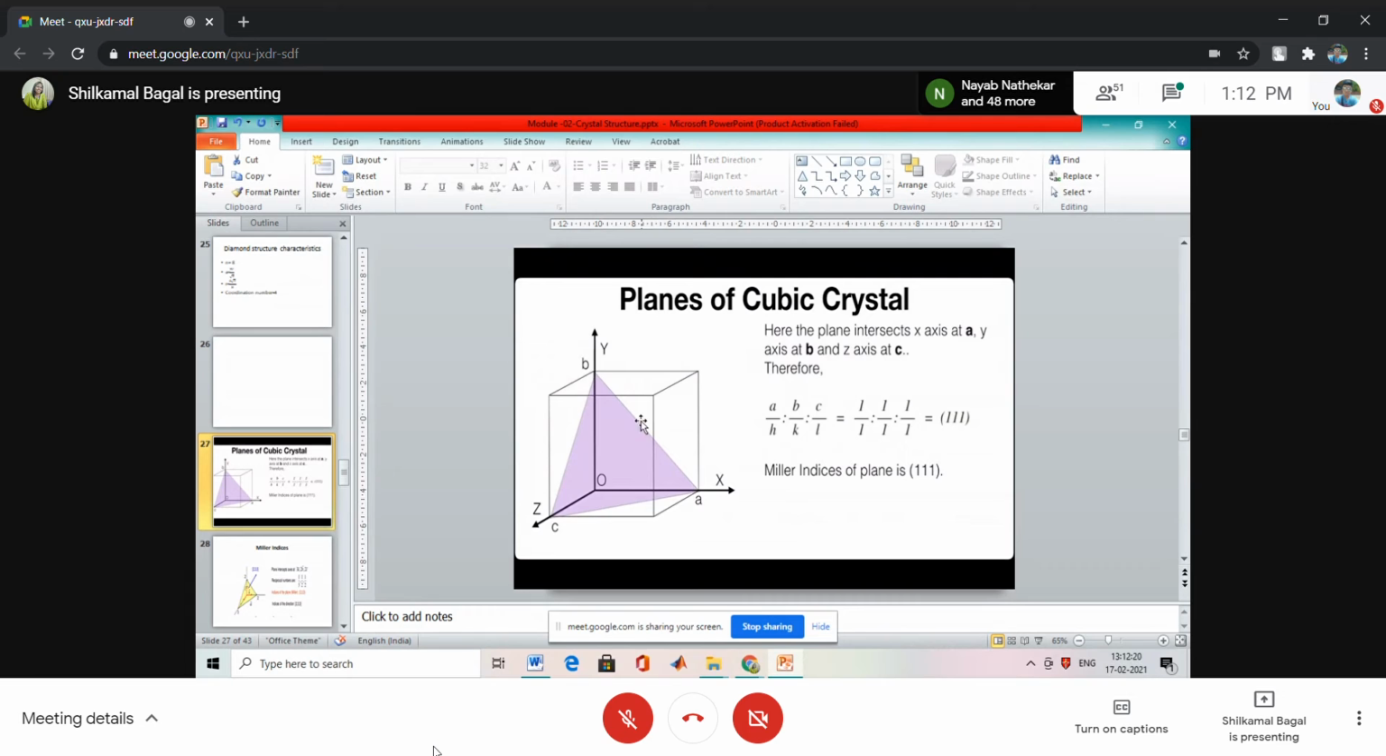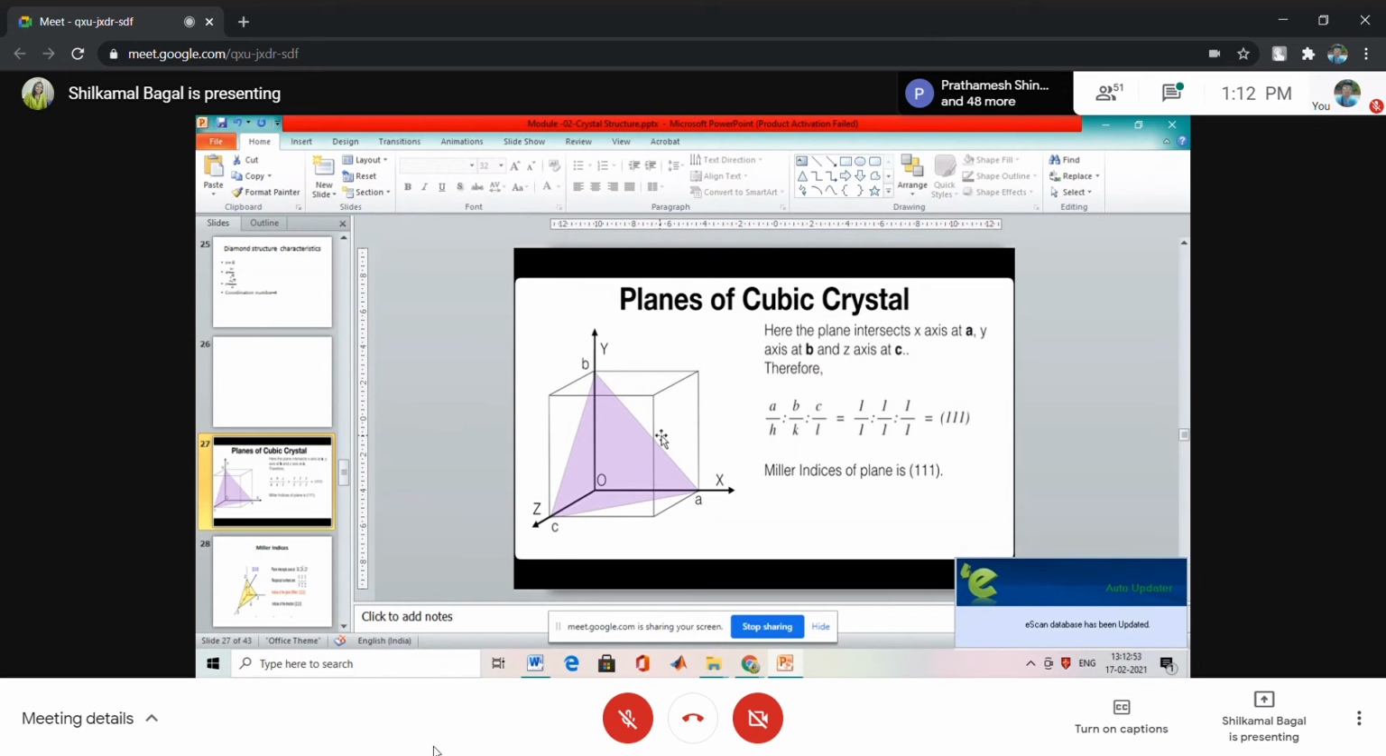So this is the plane where the edges of the unit cell are along A, B, and C. Suppose this is the unit cell having unit dimensions, meaning one unit dimension. Suppose this is the unit cell of a cubic crystal structure, and unit dimension means the edge of the unit cell is 1 unit. So A will be 1, B will be 1, and C will be 1.